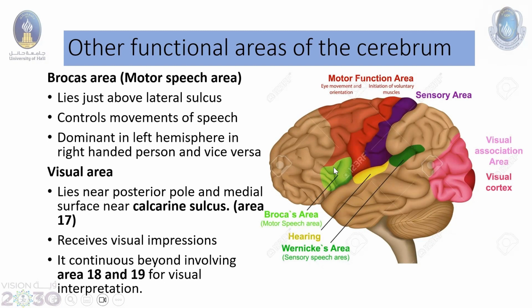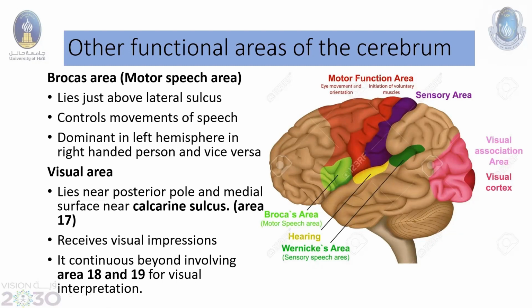Most people are right-handed, so it will be dominant on the left hemisphere. Then coming to the visual area, a very important area that lies near the posterior pole. Where is the posterior pole? This is the anterior pole here in the frontal lobe, and the posterior pole is the occipital lobe. Near the posterior pole in the occipital lobe, especially near the calcarine sulcus, we'll see the calcarine sulcus later. This area is called the visual area, and it is on the lateral side as well as on the medial surface. It is Brodmann's area number 17.